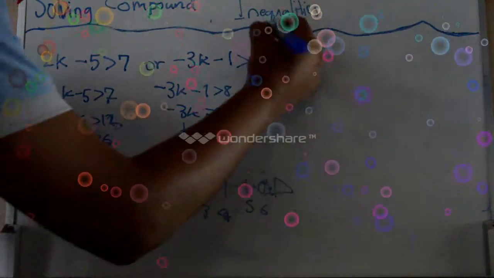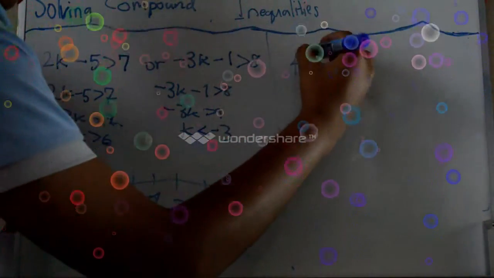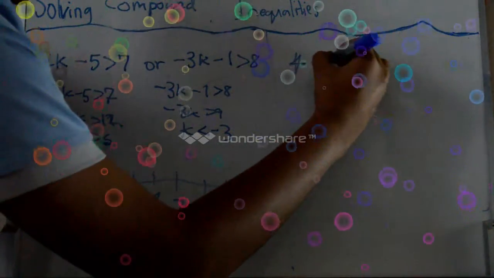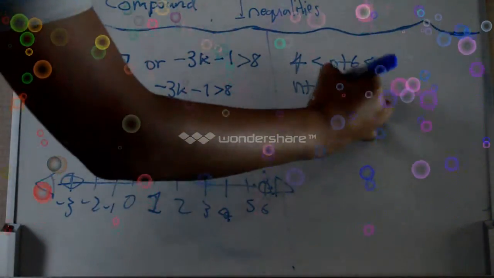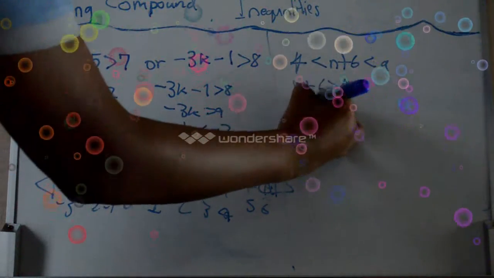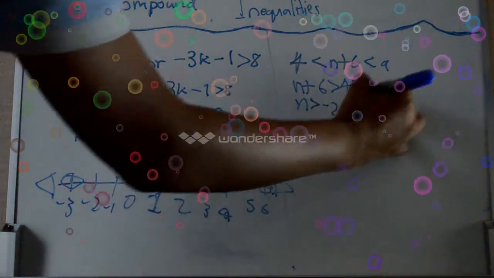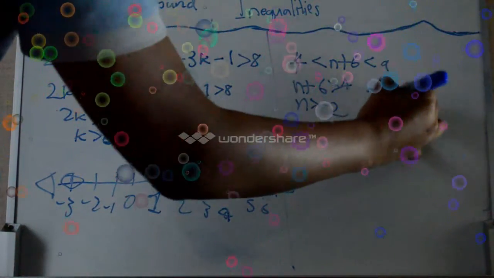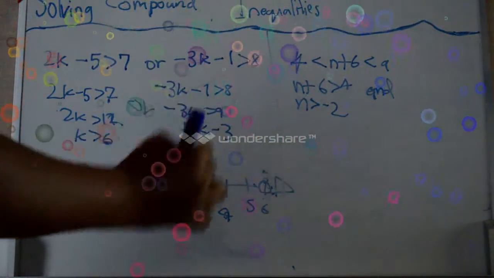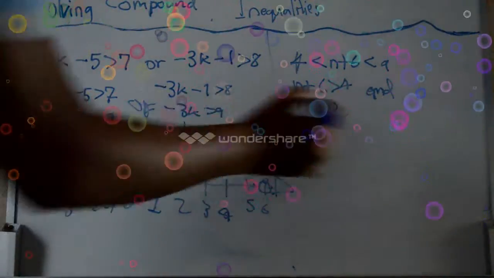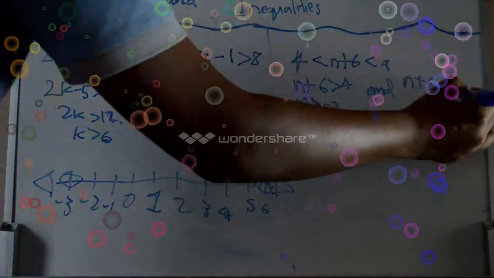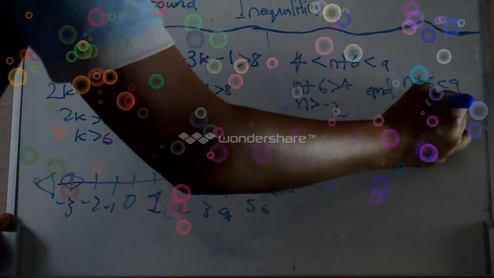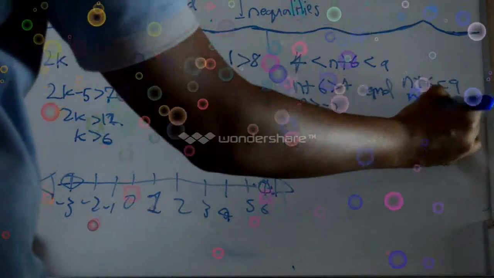Then another question, 4 is greater than n plus 6 is greater than 9. So n plus 6 is greater than 4. So n is greater than negative 2. And here is or. And n plus 6 is less than 9, and n is less than 3.